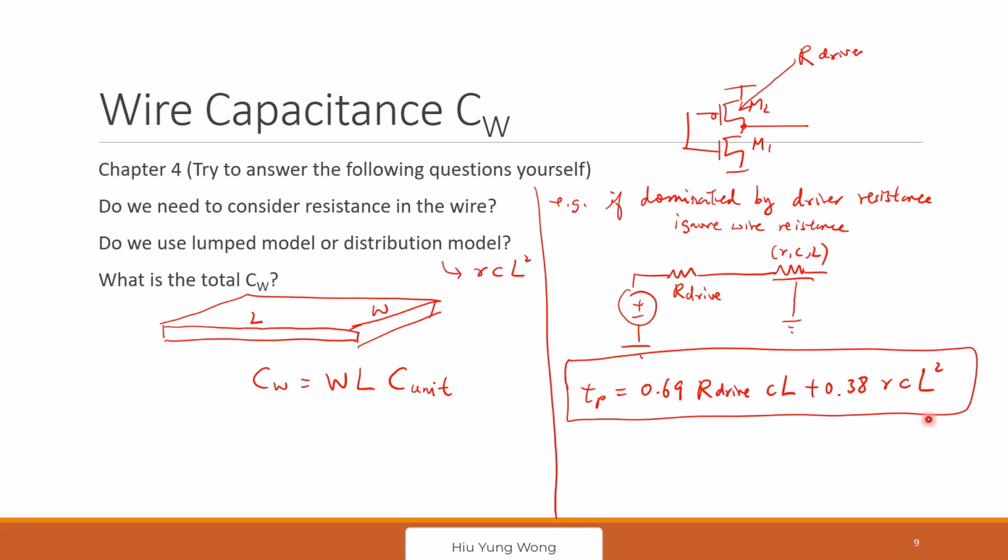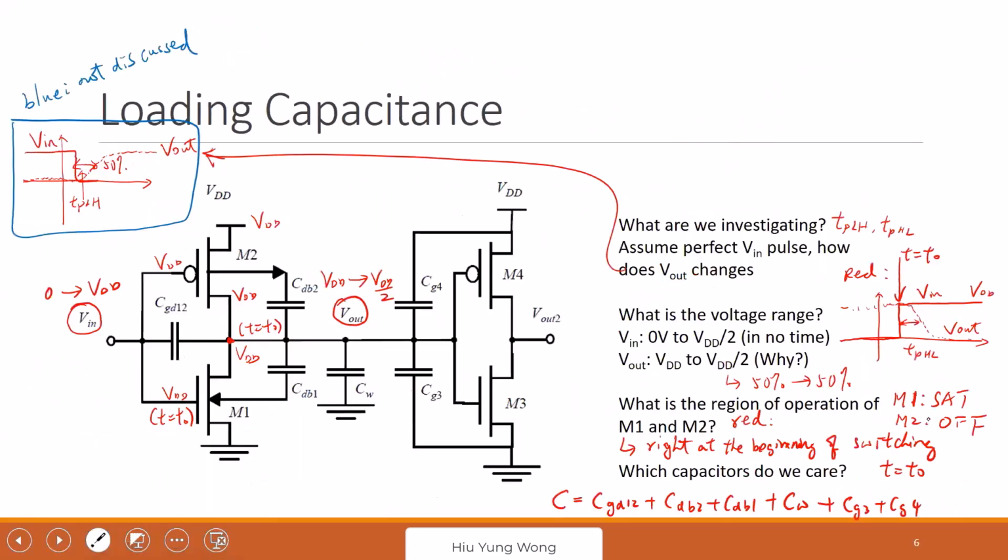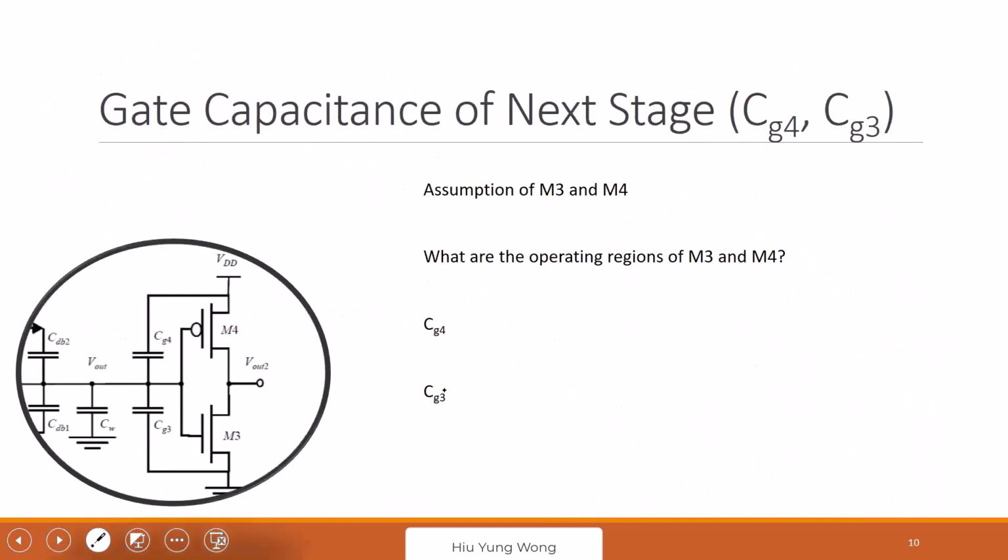So good. We are done with what? We are done with CGD, CDB, and C-wire, right? They are complicated, but we know how to do it. And we have some simple form that can help us to gain insight. How about CG3 and CG4? Once we're done with that, we can calculate the delay. So let's look at CGD and CG4.